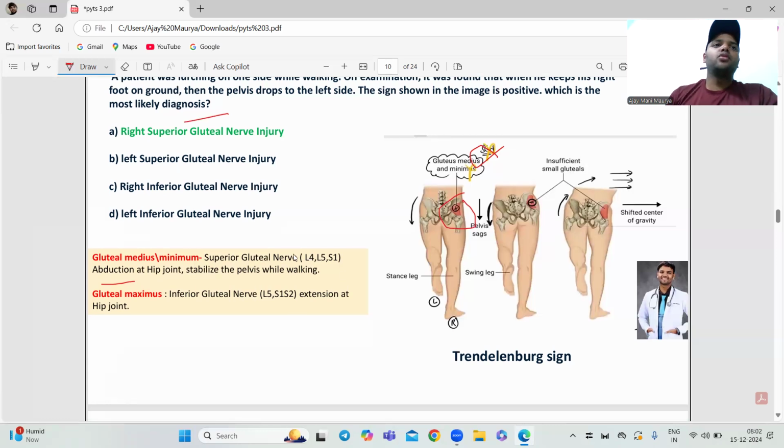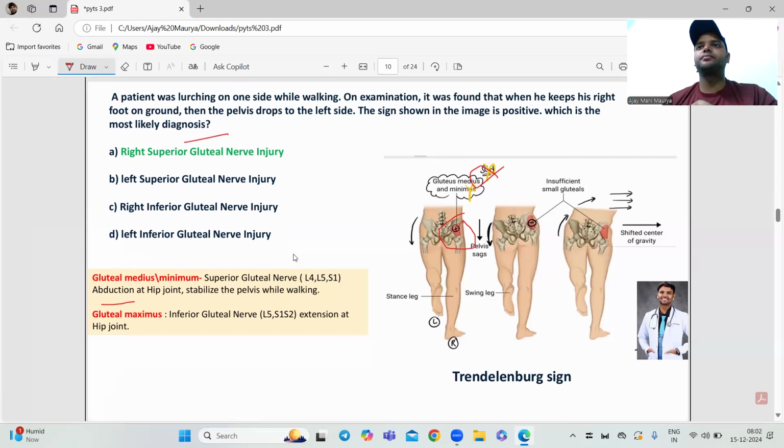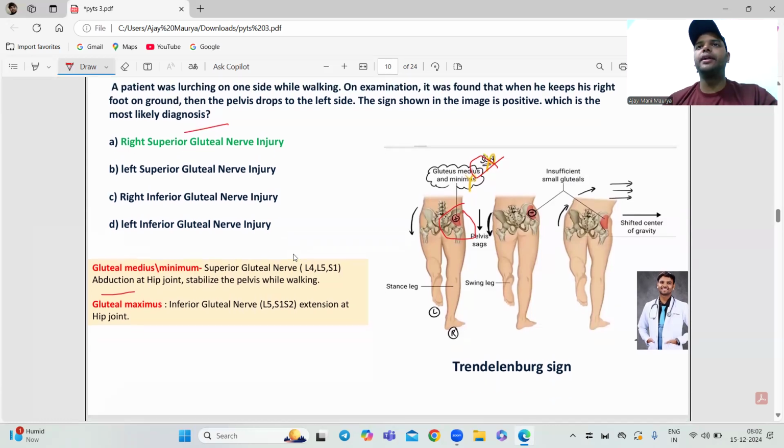Also remember, gluteus maximus is supplied by the inferior gluteal nerve. And also, guys, last time there was one question that the physician is doing some test, and there is a tender bulb positive. Then what is the physician observing? It is the abduction.